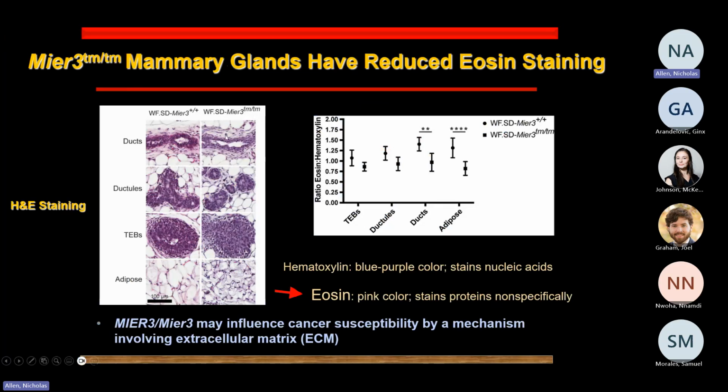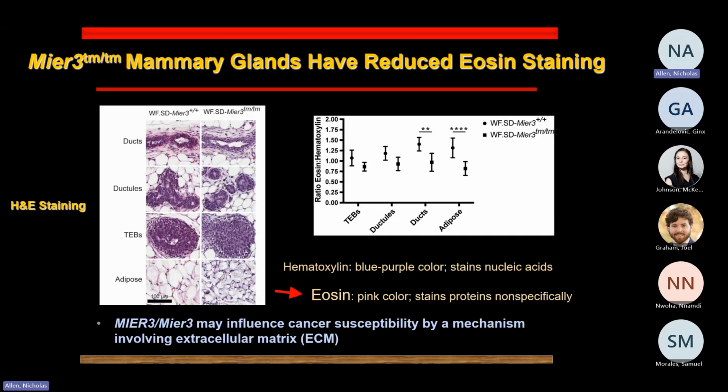We don't know what it means. We can only speculate, but we see less eosin staining in these mammary glands. Eosin is the pink color. You can see more pink over here, you can probably visually see this, and there's less of it in the mutated mammary glands. Eosin stains proteins, not specifically; it likes charged proteins. One thing we thought is that maybe it has something to do with the extracellular matrix, which is made up primarily of collagen in the mammary gland.